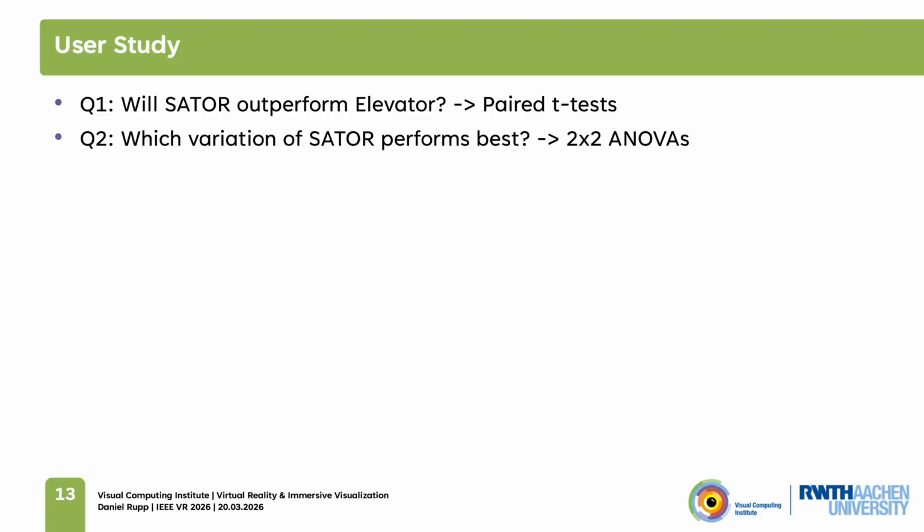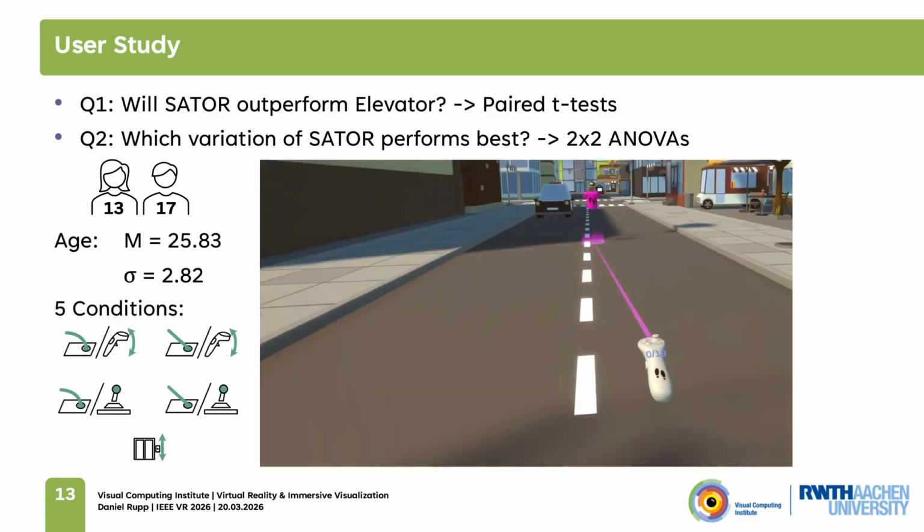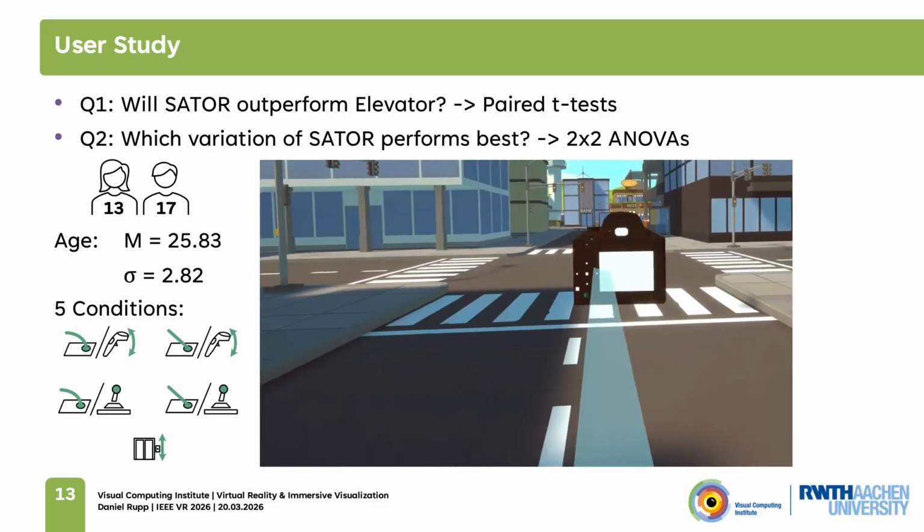In our user study, we had a total of 30 participants between 21 and 33 years old with mixed VR experiences. We then tested 5 conditions, our 4 SATOR variations and the elevator technique from Weisger et al., in a route following task where participants had to follow and activate a set of cameras.